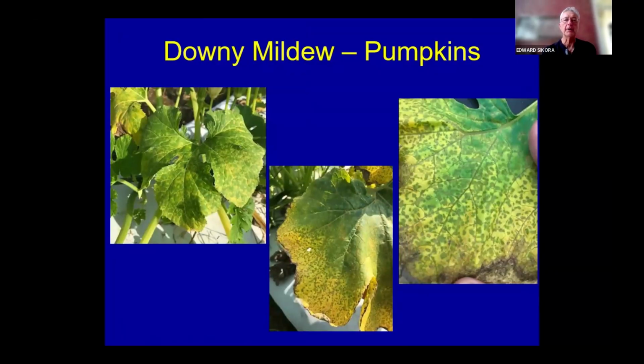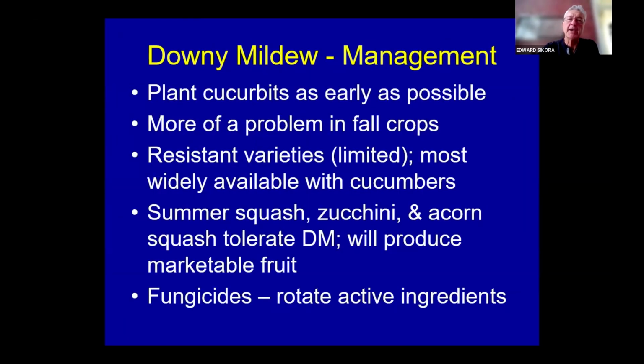So here's downy mildew on pumpkins. That can be devastating on pumpkins when we start getting cooler, wetter conditions in the fall. It can really develop quickly, and even with fungicides, it can be hard to control. So as far as management, you're looking at planting cucurbits as early as possible to avoid the cool down later in the season when downy mildew may be moving into the area. As I said, more of a problem on fall crops.